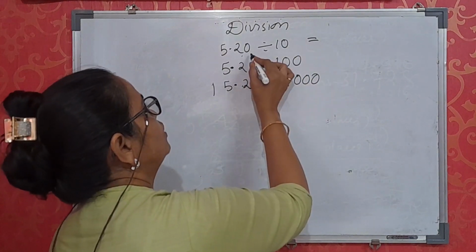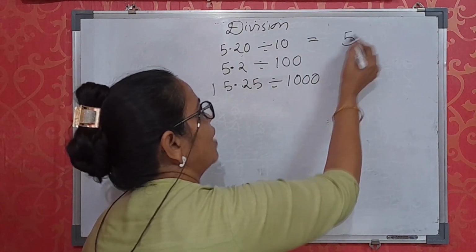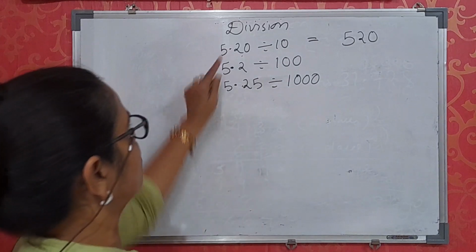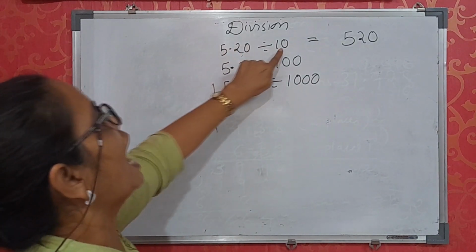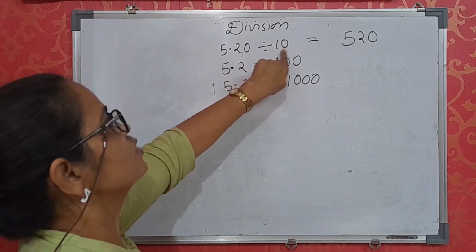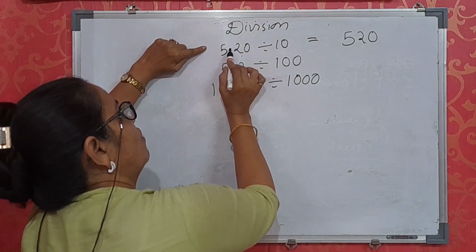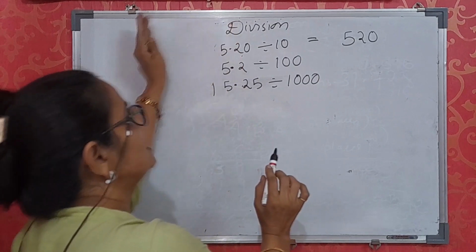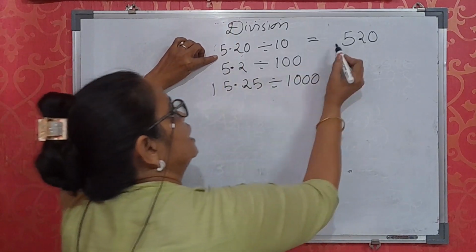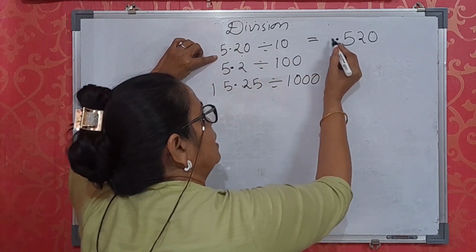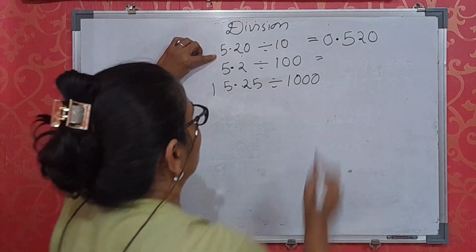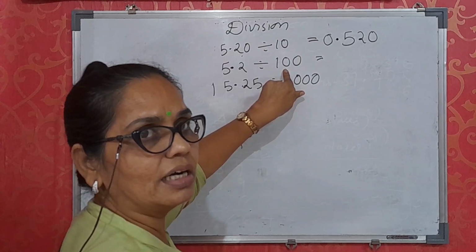Now 5.20. Just write 520 without the decimal point. Shift your decimal point to the left hand side. How many places? Divided by 10, so 1. Shift the point 1 place back, to the left hand side of the number. So it would be 0.520 and your point will come here. Before that put 0.